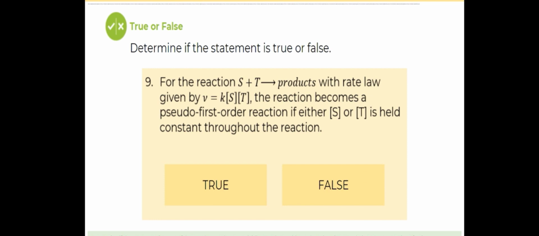Question number 9. Determine if the statement is true or false. For the reaction S plus T yielding products with rate law given by rate equals k times concentration of S times concentration of T, the reaction becomes a pseudo first-order reaction if either concentration of S or T is held constant throughout the reaction.